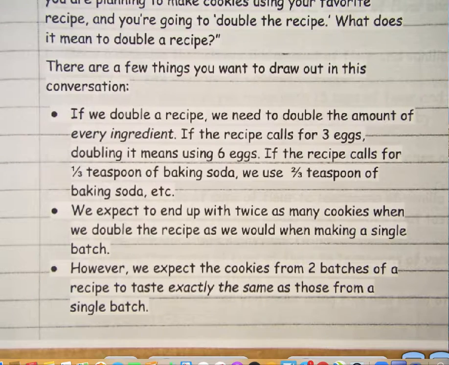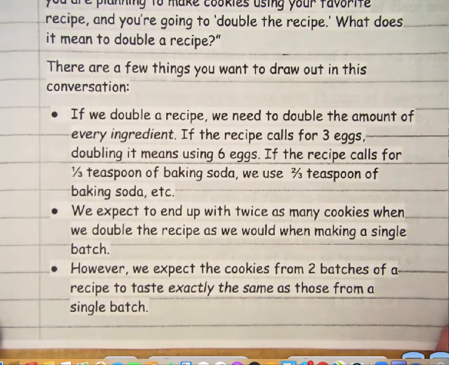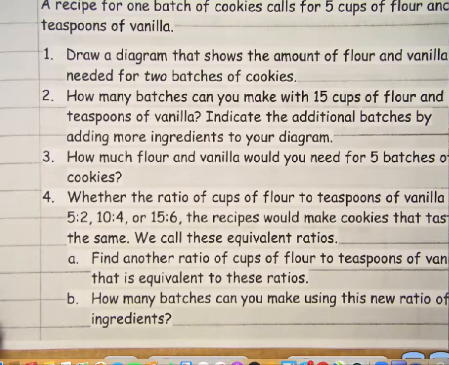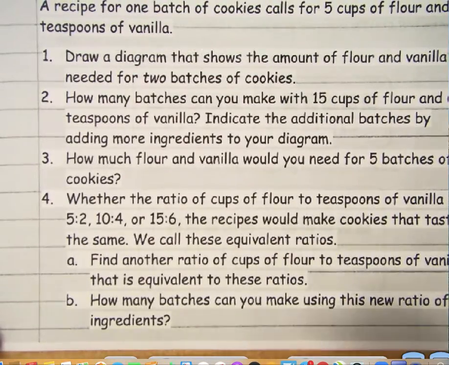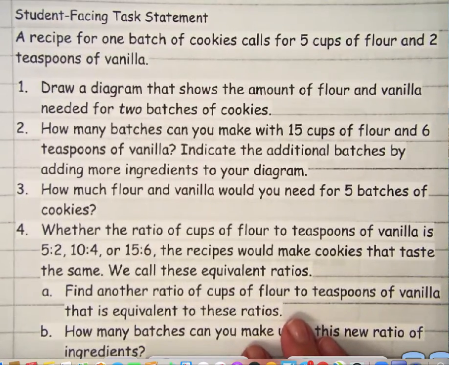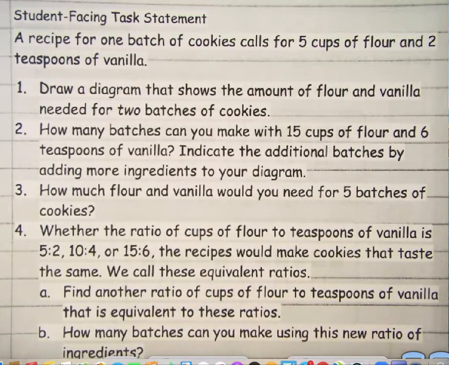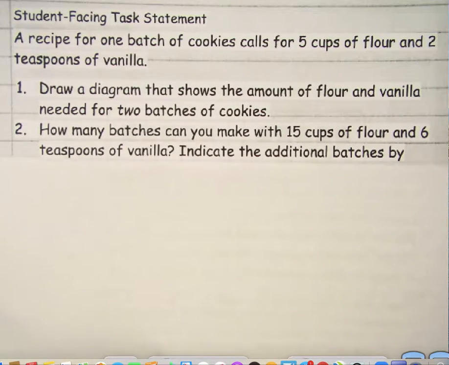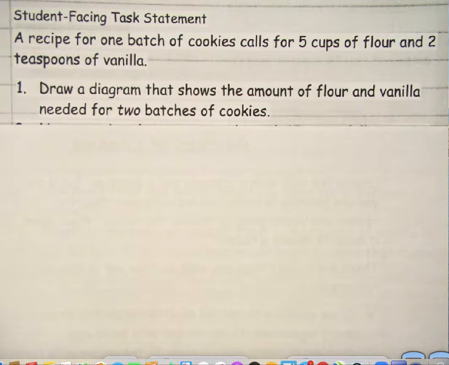Okay? So if I made a single recipe with 12 cookies, then I made a double recipe with 24 cookies, should I be able to tell the difference between the 12 cookie batch and the 24 cookie batch? No, they should taste the same. So, let's talk about this. A recipe for one batch of cookies calls for 5 cups of flour and 2 teaspoons of vanilla.